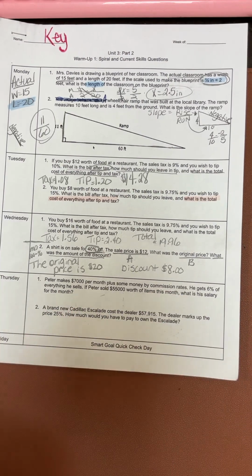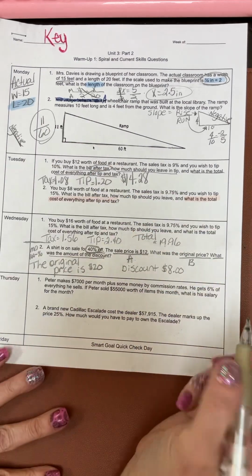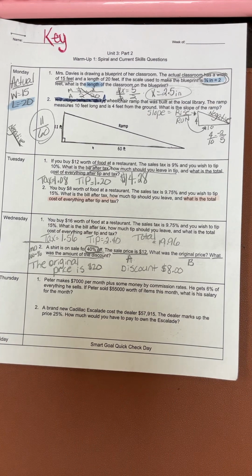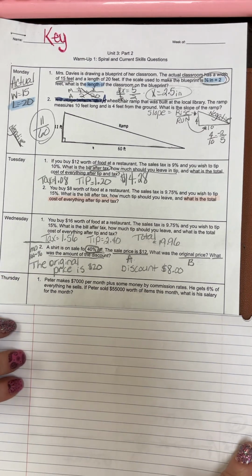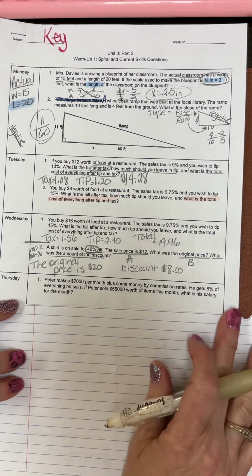All right. So on Thursdays, Peter makes $7,000 per month plus some money by commission rates. Now, we hadn't talked about commission yet, but if you go back and look at that orange map, commission and fees are part of that basic bridge map.